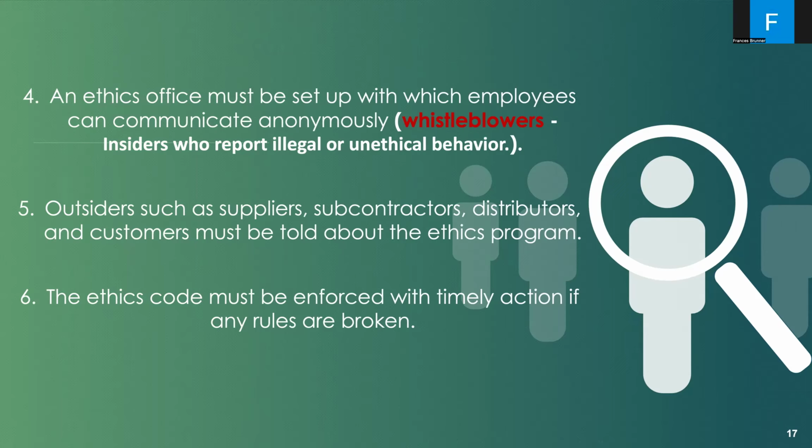So, number five, outsiders must be told about the ethics program. Your suppliers, your subcontractors, your distributors need to know what the governing framework is of your business to make sure that they are abiding by your preferences and by your ethical framework. Number six, the ethics code must be enforced with timely action if any rules are broken. So this is the legalistic side, which requires that the rule not only be defined, but also be enforced. What is the penalty for an employee breaking the code of ethics? What chain of actions would result?